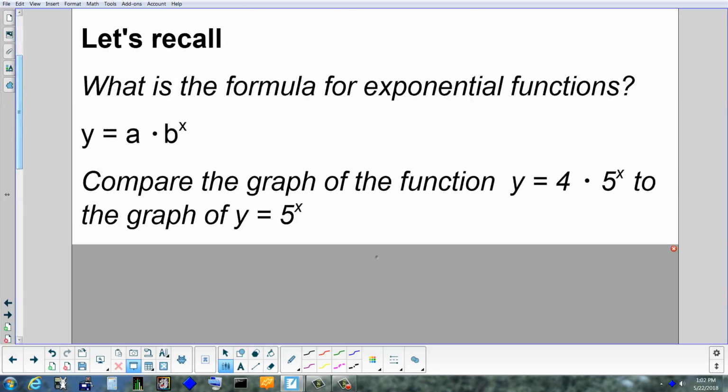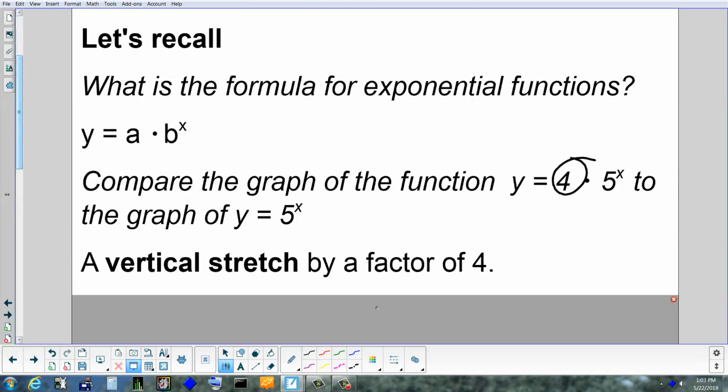Let's see. How would these two graphs compare? One is y equals 4 times 5 to the x. The other one is 5 to the x. What does this 4 do? Yep. It stretches the graph by 4. So I tried to show you guys that as a picture. If you stretch it, it curves up sharper.